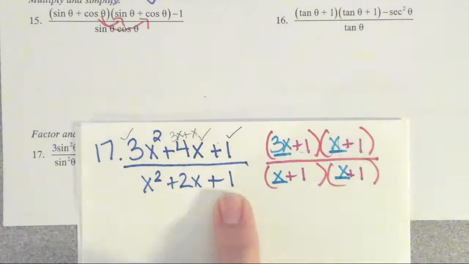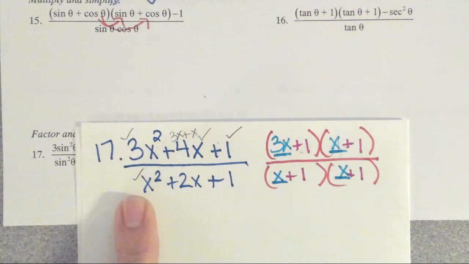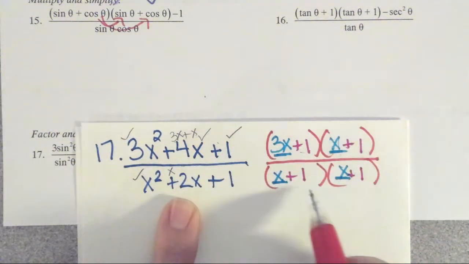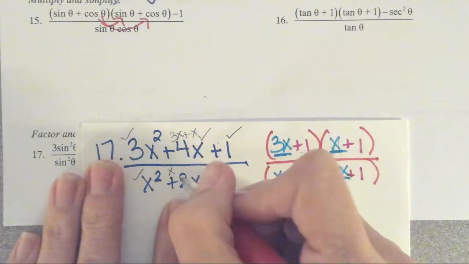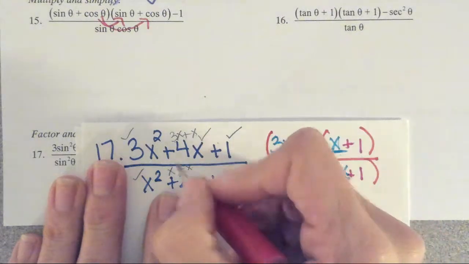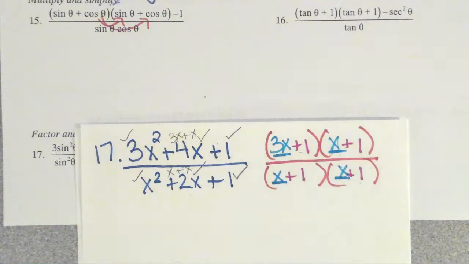And then we do our check again. So here we go. x times x is x squared. Check. x times 1 is 1x. 1 times x is 1x. x plus x is 2x. Check. 1 times 1 is 1. Okay, so I have now factored correctly.